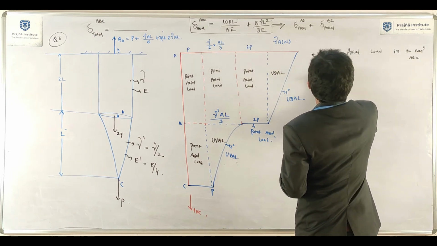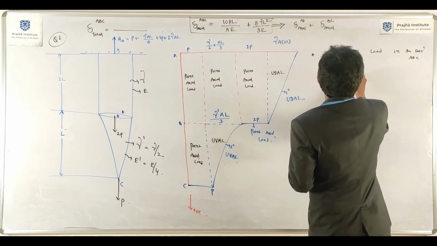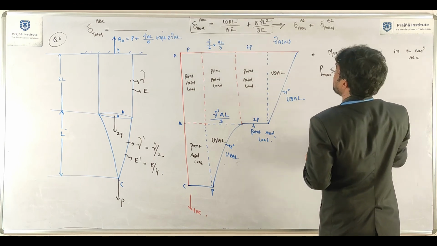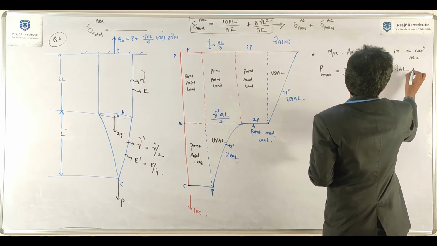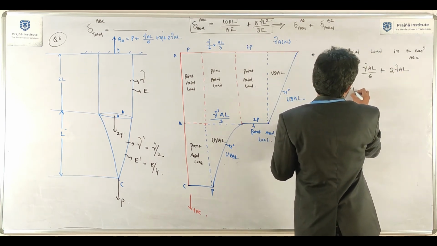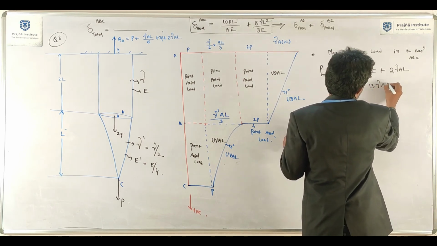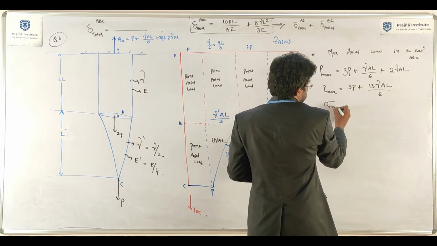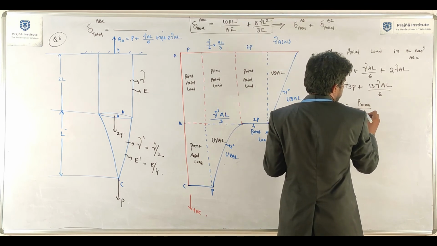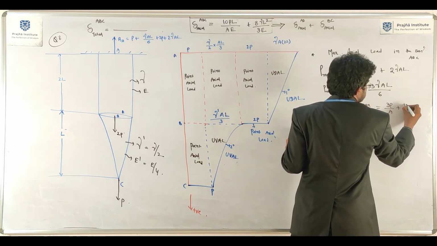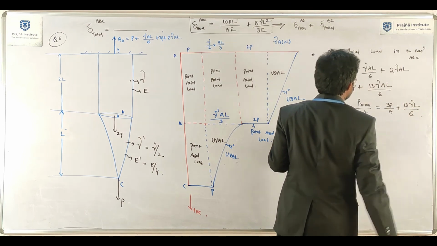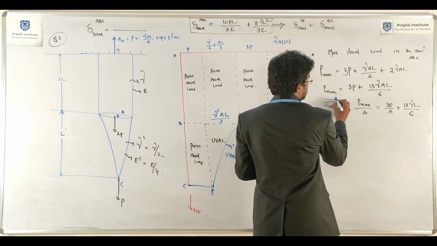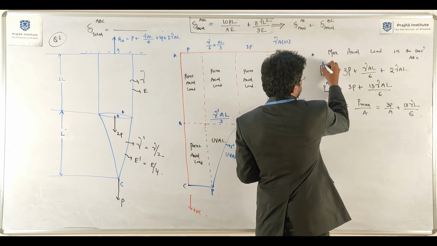ABC. P maximum equals P plus gamma AL by 6 plus 2P, means 3P, 2 gamma AL. That means 3P plus 13 gamma AL by 6. Correct? It is P maximum. Corresponding sigma maximum equals P maximum by area, 3P by A plus 13 gamma L by 6. This is sigma maximum you will get at that point A. Okay, this is the maximum in the bar ABC.